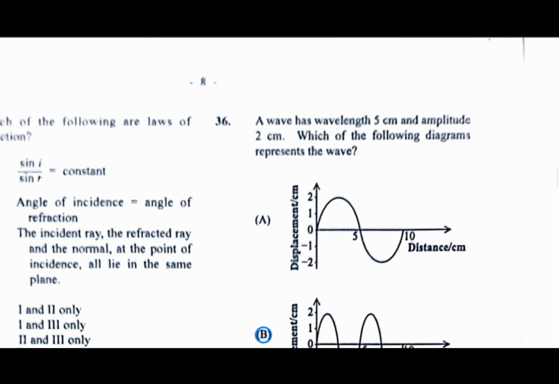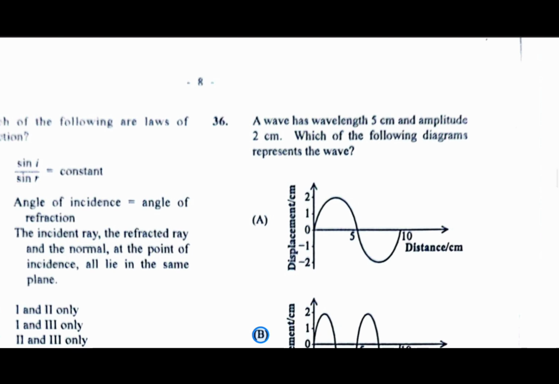Question 36. A wave has wavelength 5 centimeters and amplitude 2 centimeters. So if it has a wavelength of 5 centimeters, then from start to the end of the wave, it should be 5 centimeters. And if it has an amplitude of 2 centimeters, it should go up to 2 and it should go down to 2.